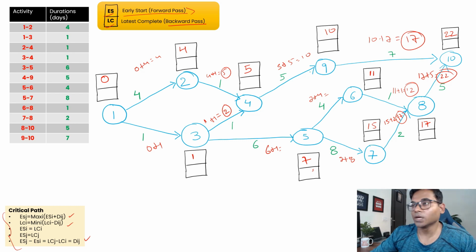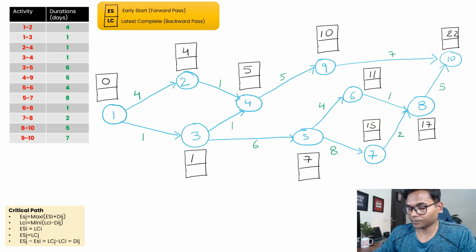Now let's move and calculate the backward pass, right? Or let me put this on another slide with a clearer view so that we can have a better understanding. Okay, so we have already calculated the forward pass, and we see all the values of ES which are there, right? These are all ES values.